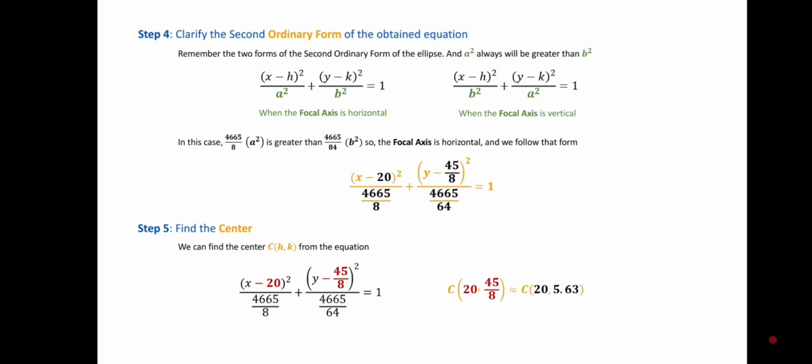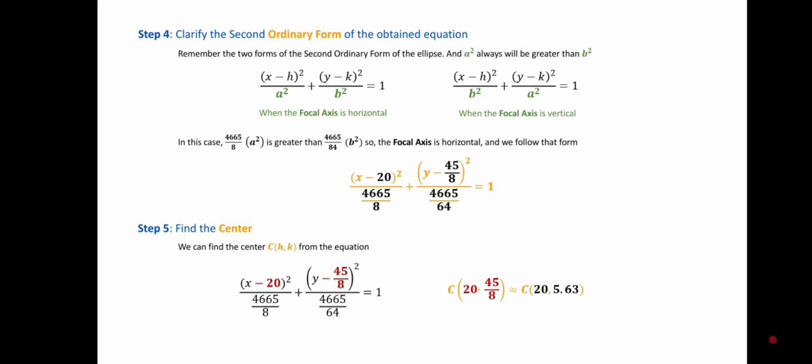In this case, we observe that 4665 divided by 8, which is a squared, is greater than 4665 divided by 64, which is b squared. So this means that the focal axis is horizontal, and we follow the form on the left: x minus 20 squared divided by 4665 divided by 8, plus y minus 45 divided by 8 squared divided by 4665 divided by 64, is equal to 1.